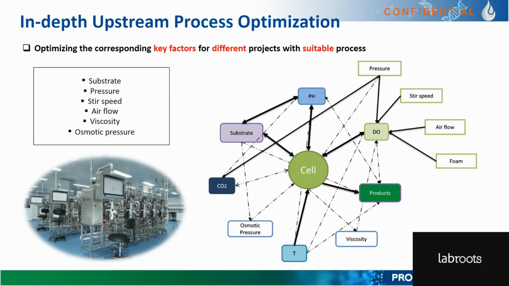So we also took a very systematic approach with the optimization process during the fermentation stage. By evaluating all of those key factors of each project, we determine the perfect condition for each process in order to increase efficiency and improve product quality. Those key factors could be substrate, which is the feed to the cells, pressures, stir speed, airflow, viscosity, and osmotic pressures. Here's a picture of our upstream manufacturing process equipment that we use on site in PROBIO.